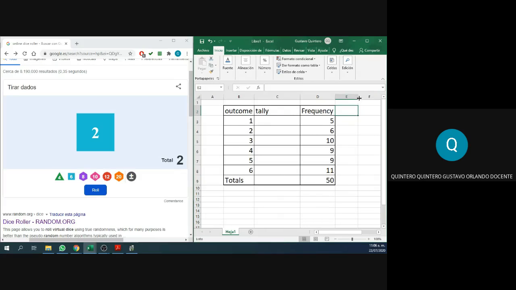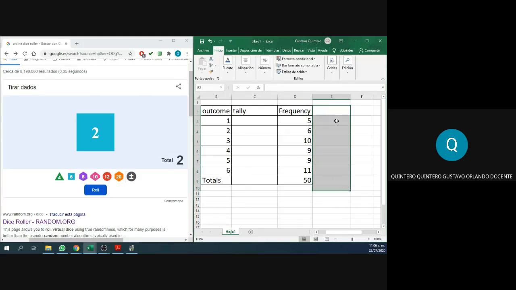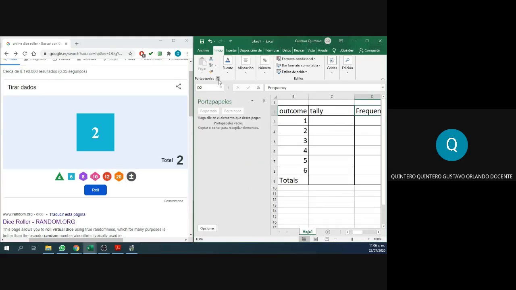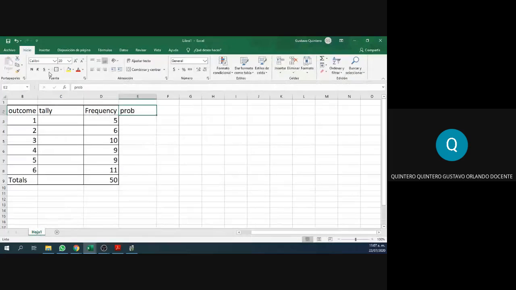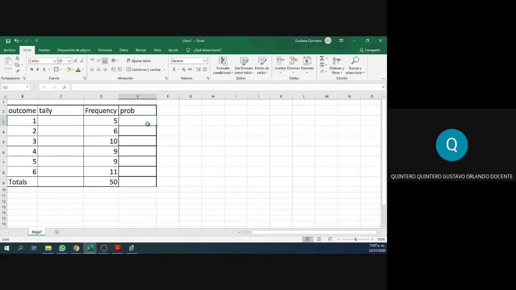This is what you do, right? If you're using Excel, you create a new column here. And if you're not using Excel, all you have to do is use your calculator. We're gonna rate it as probabilities. This is what you're gonna do, guys. Take a look at this. You're going to calculate the probabilities.